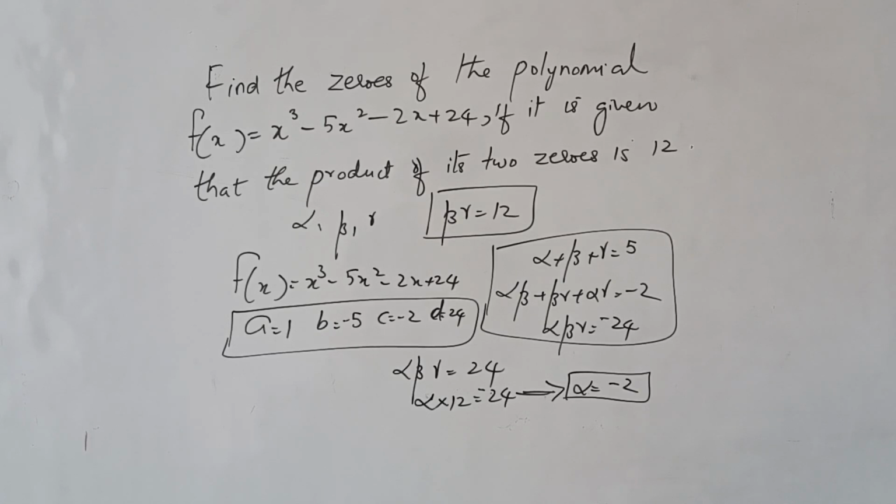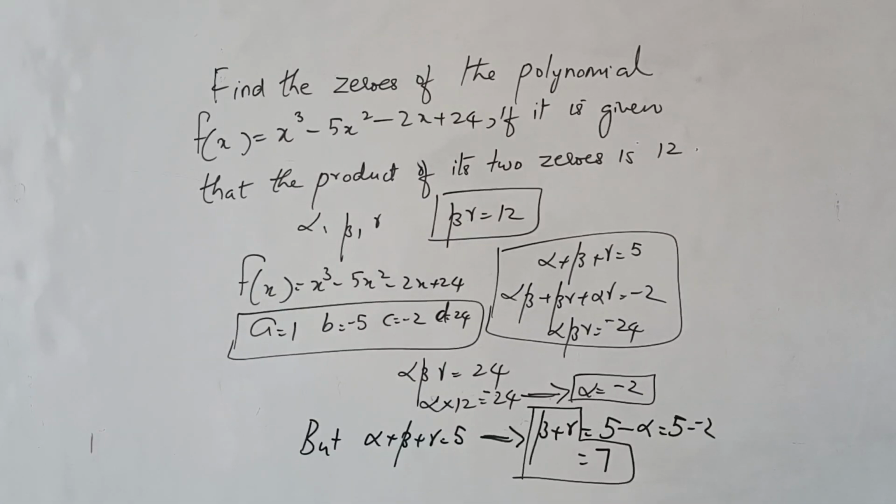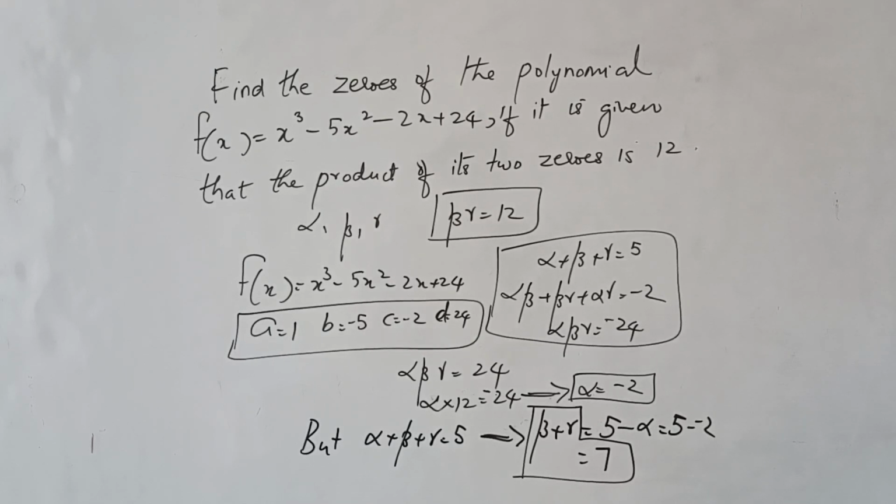Now our job is to find the values of beta and gamma. After getting the value of alpha as minus 2, I can substitute it in the first equation where alpha plus beta plus gamma is 5. Then I will get beta plus gamma is 5 minus alpha, which will give me 7. So now I have a relation between beta and gamma, which is beta plus gamma is 7, and another relation between beta and gamma, which is beta into gamma is equal to 12.